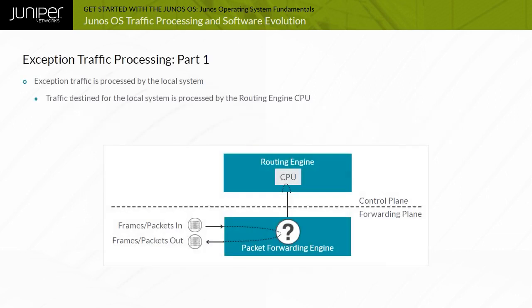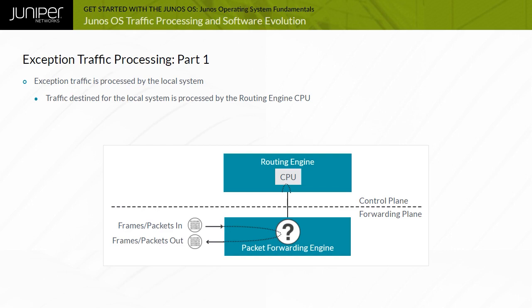Unlike transit traffic, exception traffic does not pass through the local device, but rather requires some form of special handling. Examples of exception traffic include packets addressed to the chassis, such as routing protocol updates, telnet and SSH sessions, pings, trace routes, and replies to traffic sourced from the routing engine. Another example is IP packets with the IP options field set.